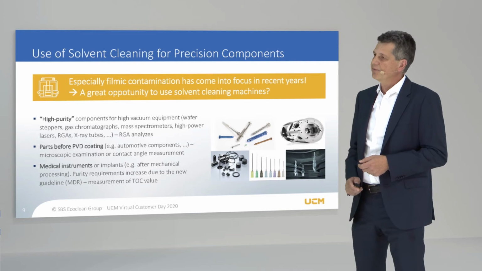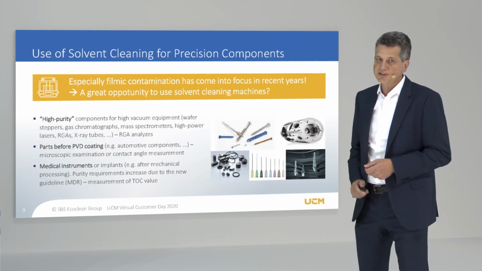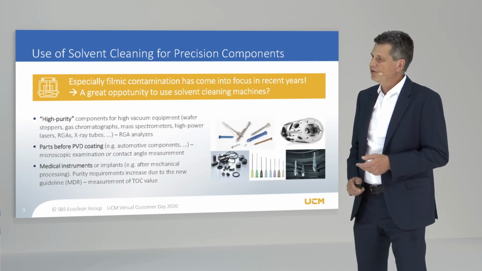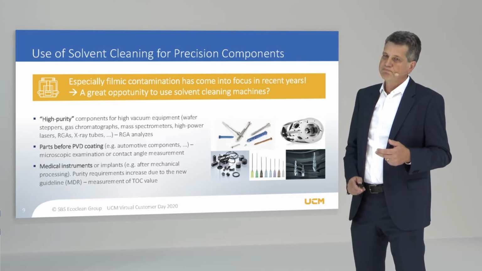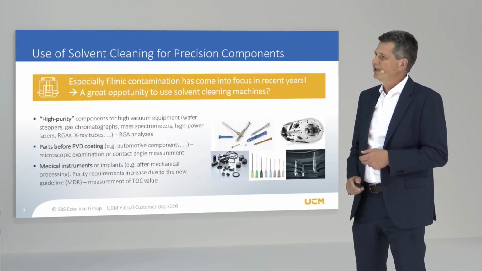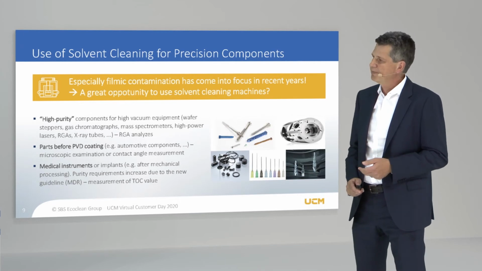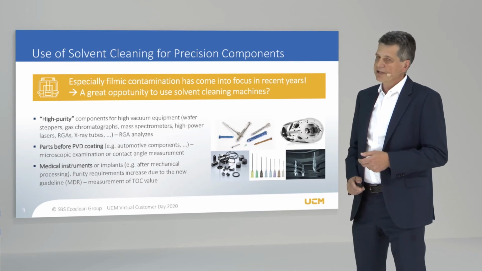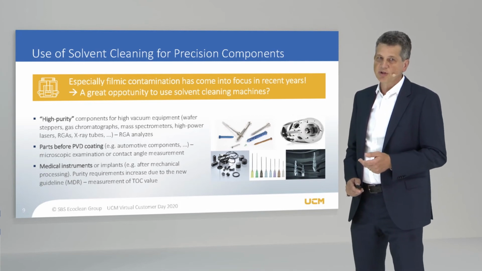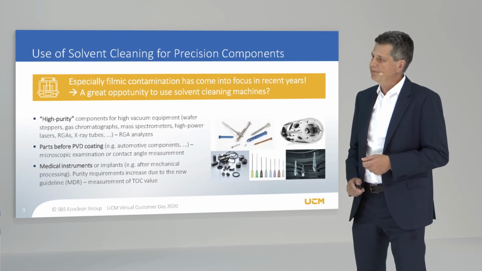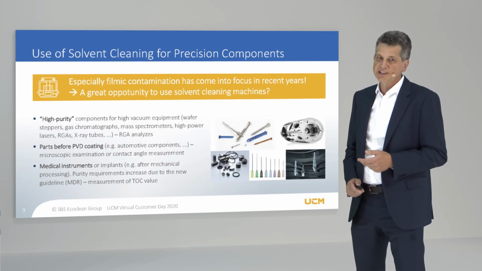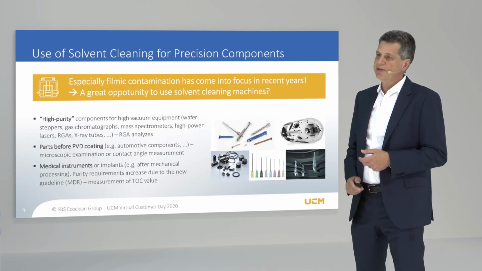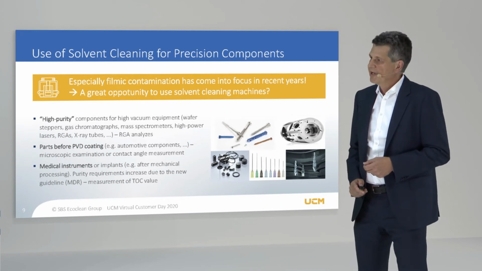Especially these requirements come out of the high purity industry, which are high vacuum components built into wafer steppers, gas chromatographs, mass spectrometers, high power lasers, and so on. The method to measure the filmic contamination is RGA, residual gas analysis, which measures extremely low concentrations of hydrocarbons that are still on the parts.